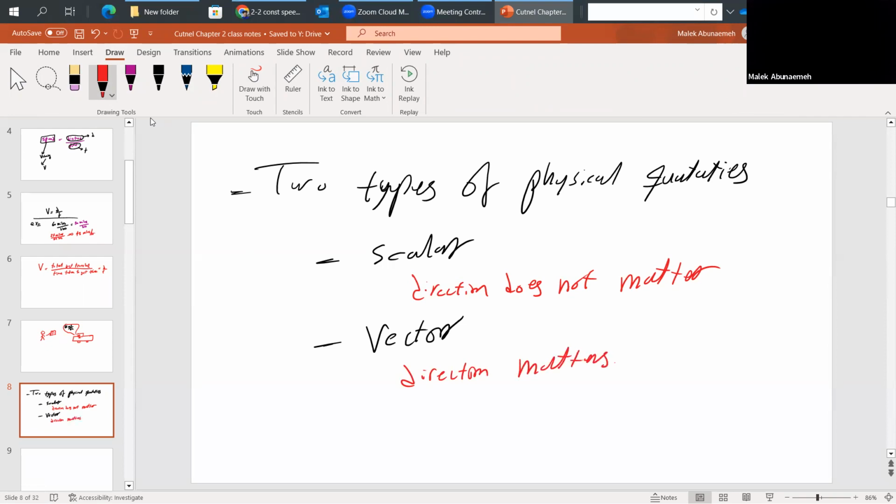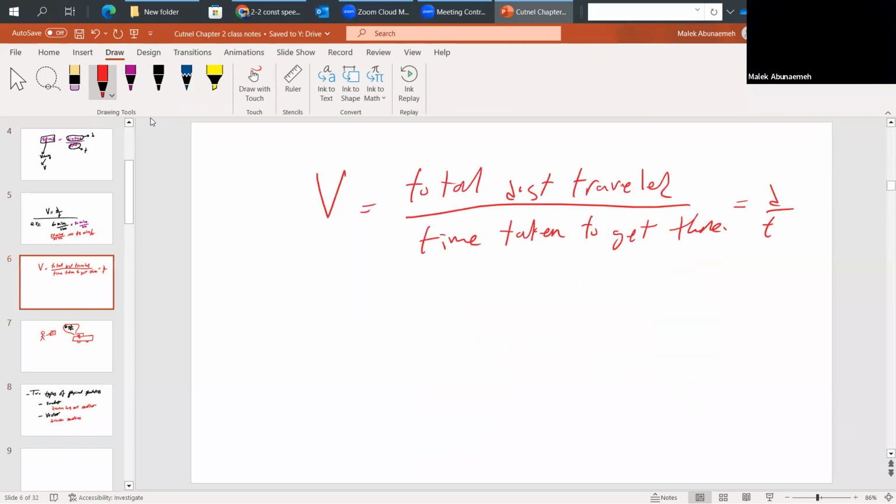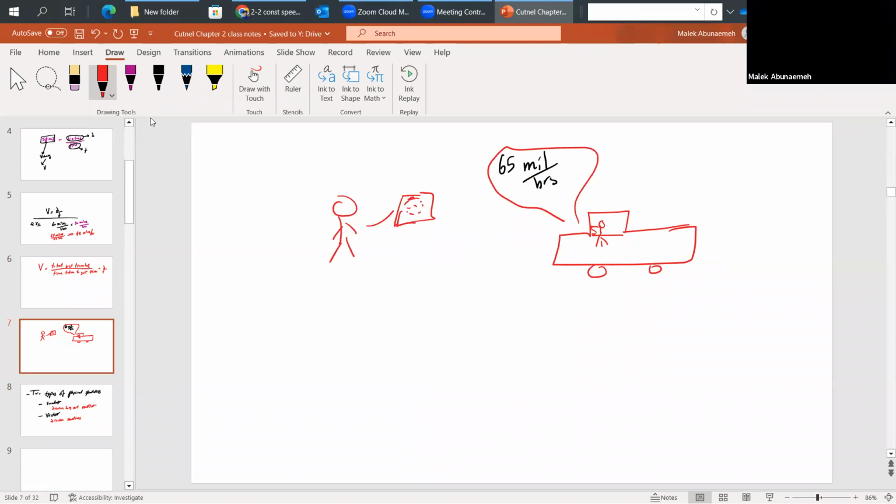So going back to our example, if you're driving down the road and I give you a call and ask how fast you're going, you say, I'm going 65 miles per hour. This one is your scalar, which tells you the speed, in this case the instantaneous speed.